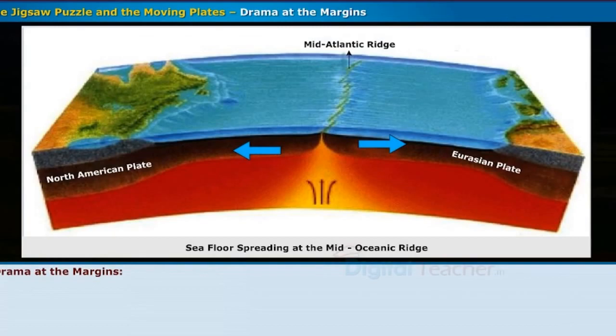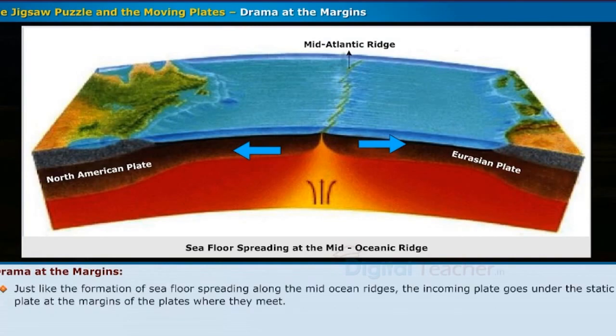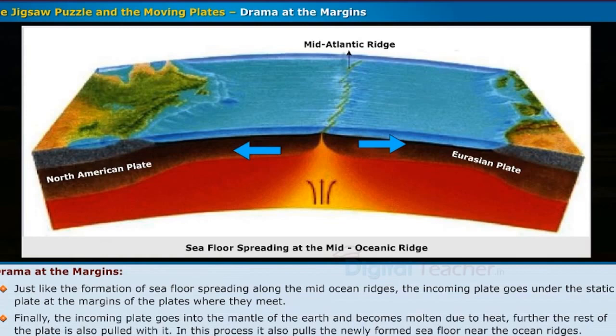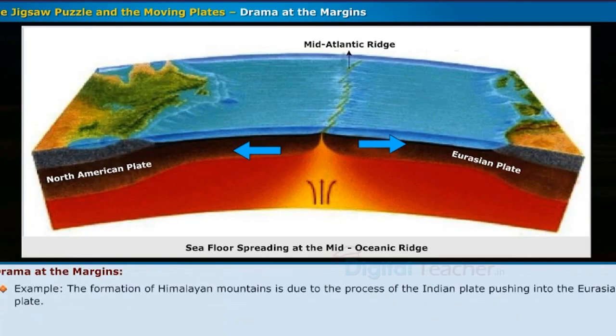Now, let us look at the actions which take place at the margins of the plates. Just like the formation of seafloor spreading along with the mid-ocean ridges, the incoming plate goes under the static plate at the margins of the plates where they meet. Finally, the incoming plate goes into the mantle of the earth and becomes molten due to the heat. Further, the rest of the plate is also pulled with it. In this process, it also pulls the newly formed seafloor near the ocean ridges. Example, the formation of Himalayan mountains is due to the process of the Indian plate pushing into the Eurasian plate.